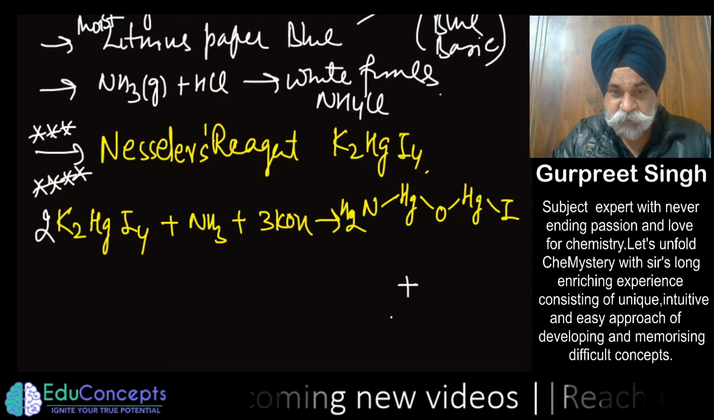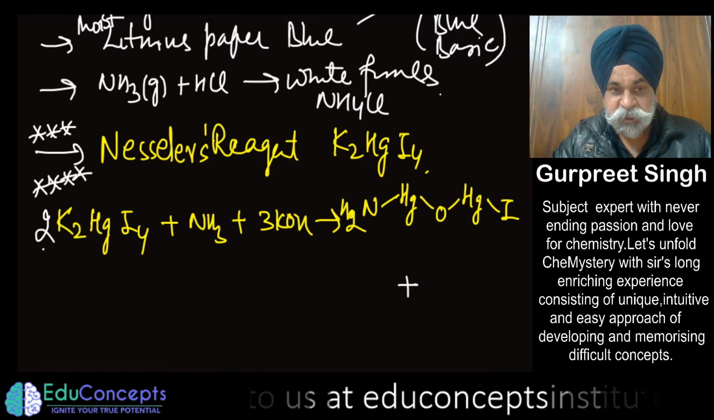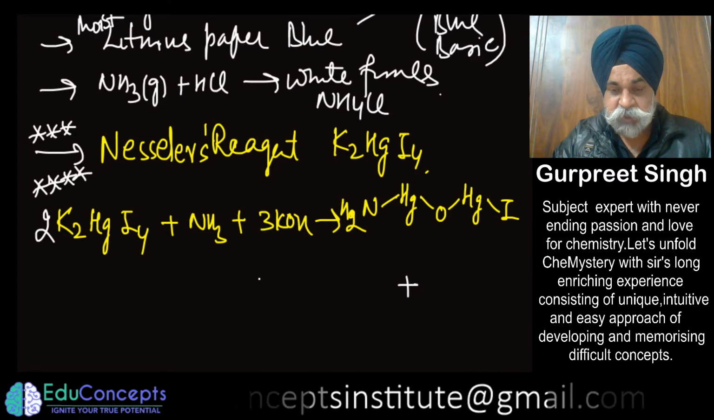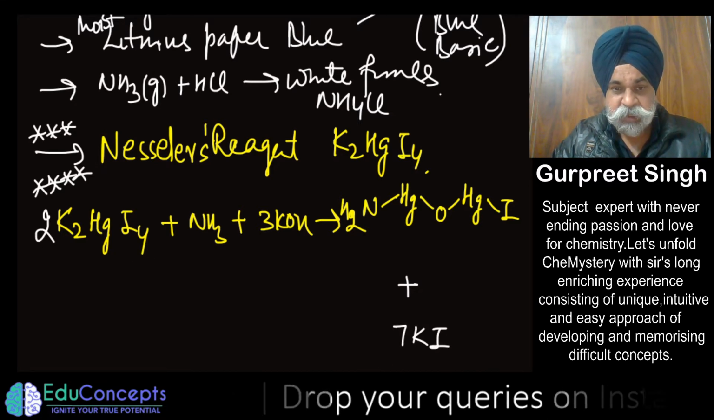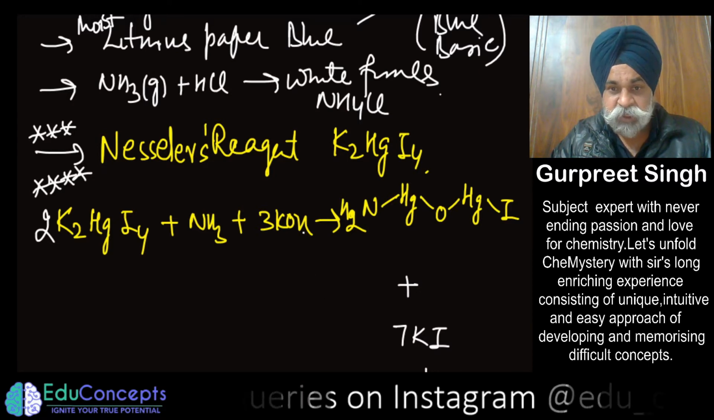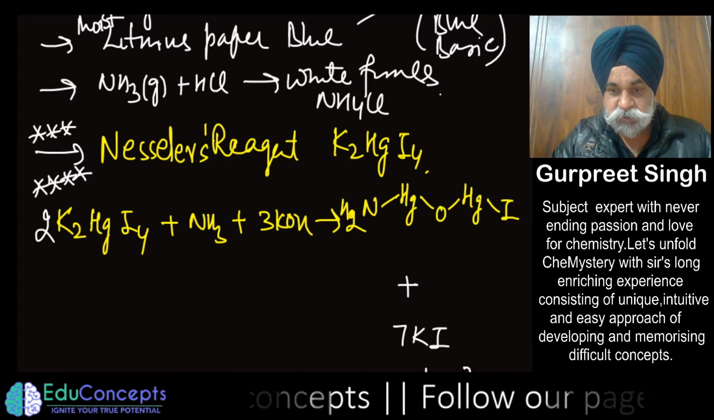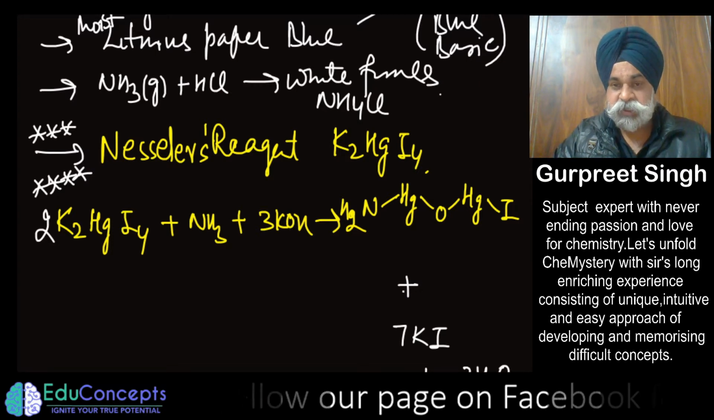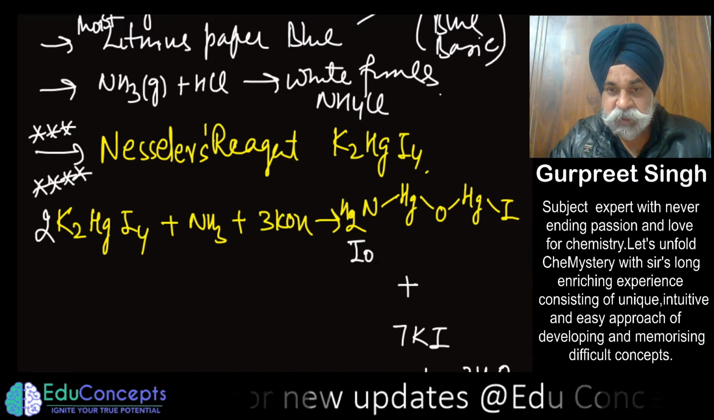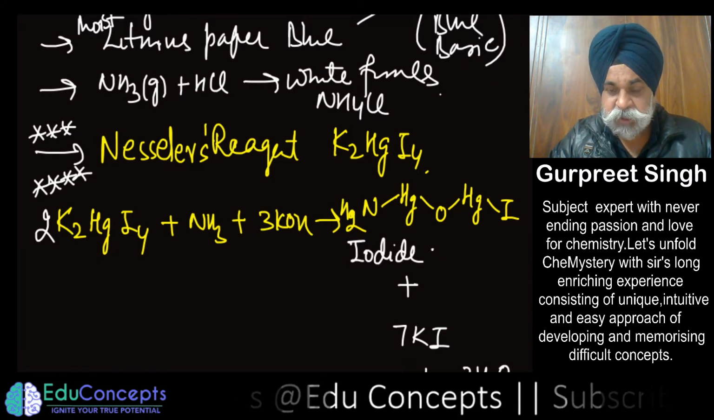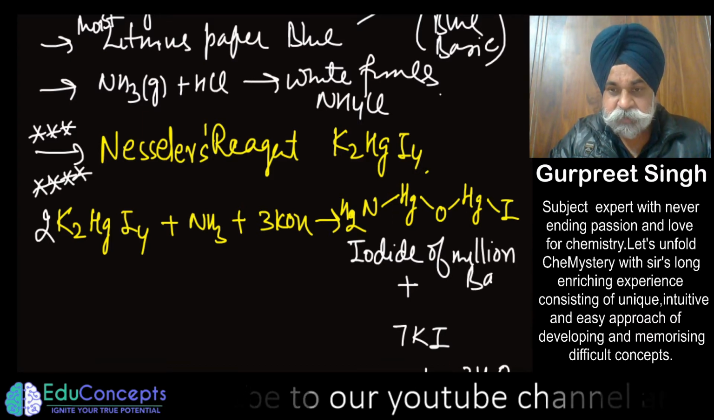I'm doing it along with you so that you can recall the stoichiometry. If you treat it with 2, you would get 7 KI. And one oxygen is already being used, so you are left with 2 oxygens, so 2 water would come out. This is called the iodide of Millon's base. This is a very important compound, iodide of Millon's base.